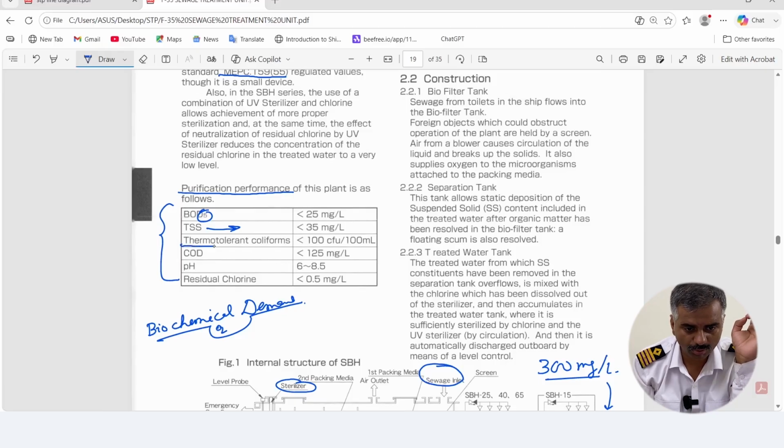There is also a criterion to measure the total suspended solids given by the maker kit. This is thermotolerant coliforms. Thermotolerant, why? This is generally E. coli, Escherichia coli, which is present in human feces.